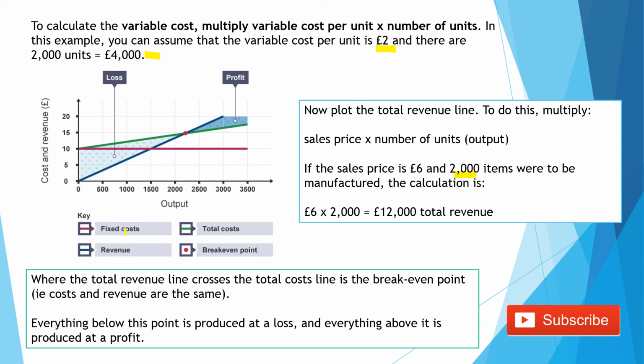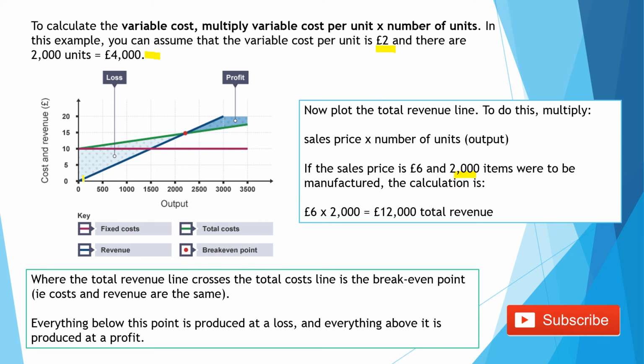So these lines are, the blue one is our revenue, so it started from nothing. Fixed costs are this line here, which is a straight horizontal line. Our total costs are here because that's where our fixed costs are, and that's where our variable costs start from. Break-even point is here, where the total revenue line crosses the total costs line.